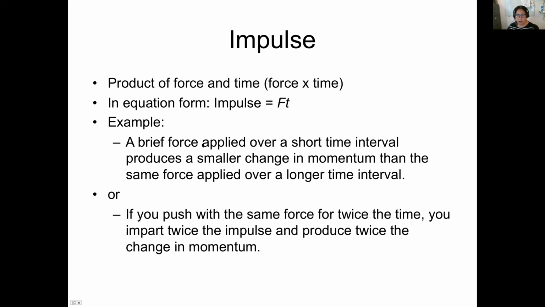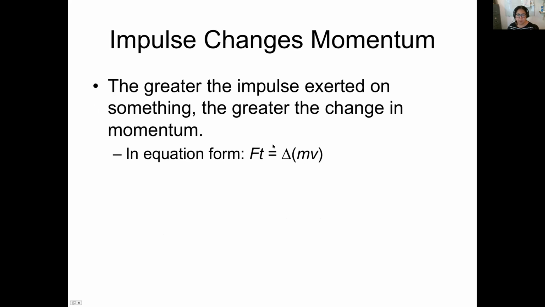But a brief force applied over a short time period produces a smaller change in momentum, right? Compared to the same force applied over a longer period of time. So you get a different result by having the same force applied for different time intervals. Or you push with the same force twice the time, and you get a bigger change in momentum too. The greater the impulse exerted on something, the greater the change in momentum. So impulse is Ft and also equals this change in momentum, delta mv.